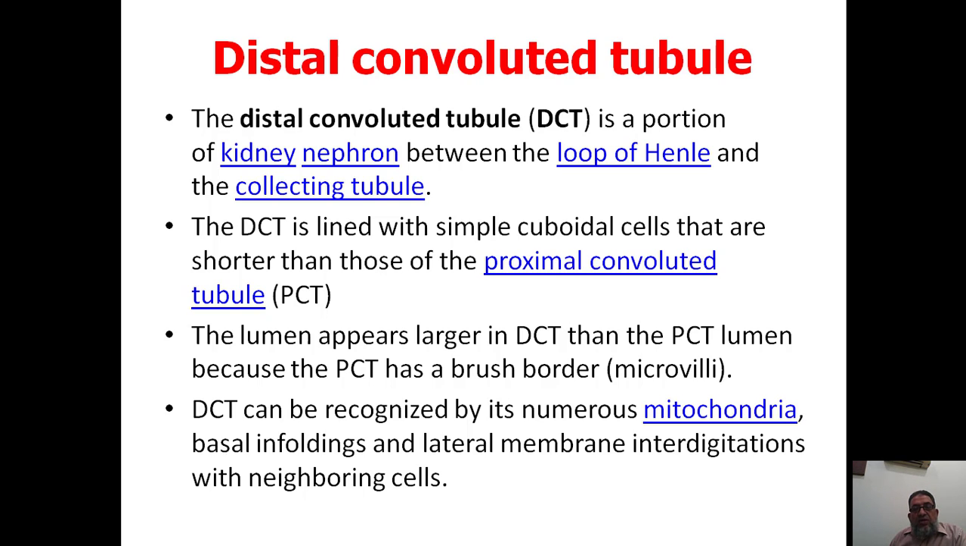The first feature to differentiate: the lumen is larger, but the cell length is less. The brush border is relatively less compared to the proximal convoluted tubule; although it is present, it is relatively less. The DCT can be recognized by its numerous mitochondria, basal infolding and lateral membrane interdigitation with neighboring cells. Same picture: the distal convoluted tubule is also an ion transporting cell, so it has the same picture as the proximal convoluted tubule, except the lumen is larger, there are fewer microvilli in the brush border, and the length is relatively small compared to the proximal convoluted tubule.